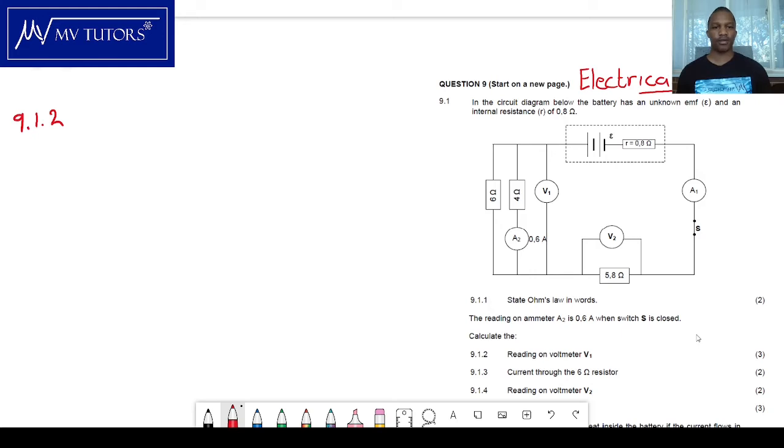9.1.2. V1, so the voltmeter reading, is equal to what? IR, remember? And what's the current that's flowing? Where's V1? V1 is the voltmeter between both of these. The current that's flowing there, we've been given, is 0.6, times what is the resistance? I think it's just considering this 4, since the voltmeter is connected to this 4. So it's just 0.6 times 4.